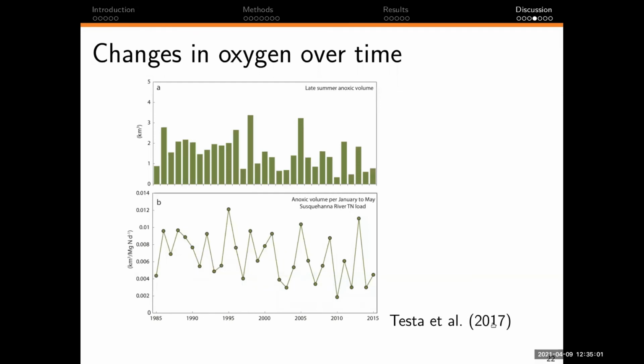This is a figure from Testa et al. 2017, showing some declines in the late summer anoxic volume, as well as the decrease in the anoxic volume that you get as a function of the January to May nitrogen loading. So a given amount of nitrogen loading now will produce less anoxia than it once did in the 1980s and 1990s.